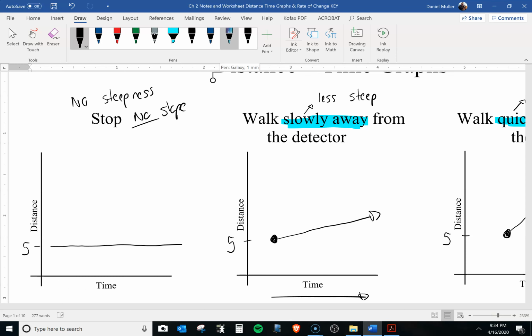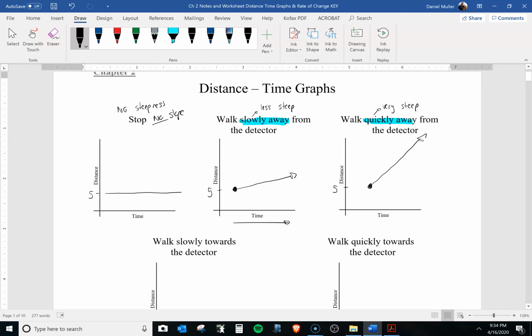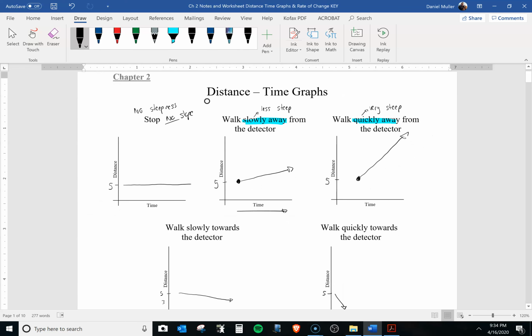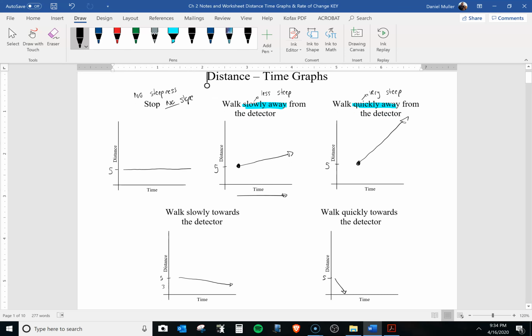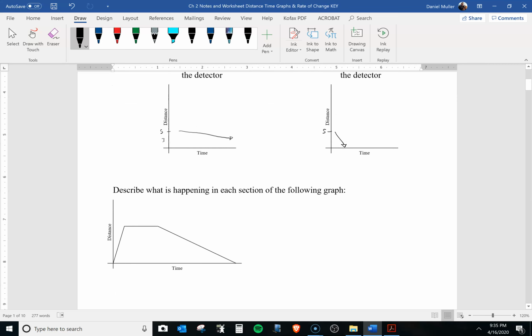So that's what we need to know when we're looking at all of these distance and time graphs. We need to know what it looks like to get further away from something, to get closer to something, or to not go further or closer, just stand still. So we'll do the next video. We'll look at this first example here and describe what's happening in each section. We'll look at that in just a moment.